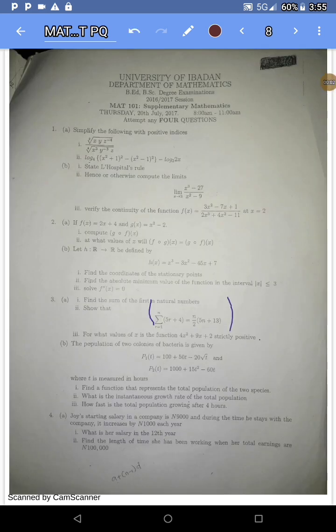Still on this 3, the question is, for what values of x is the function 4x squared plus 9x plus 2 strictly positive? Let's go real quick.